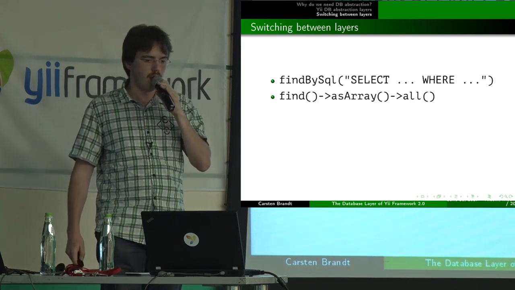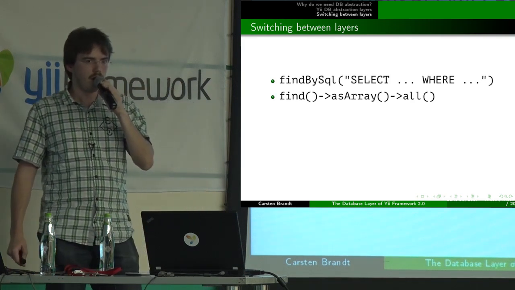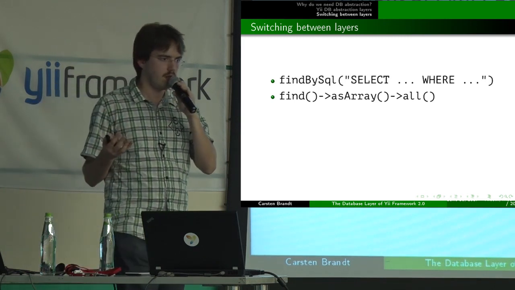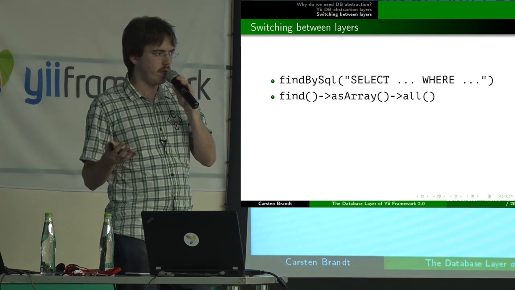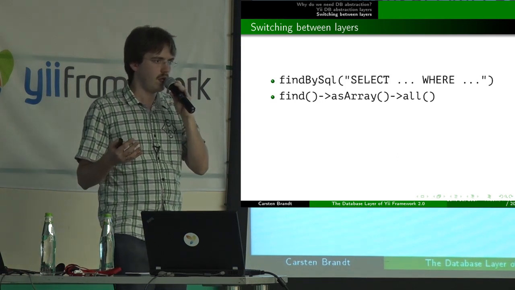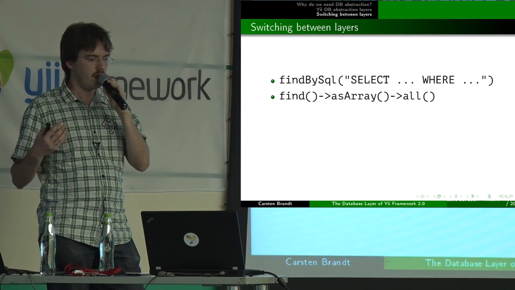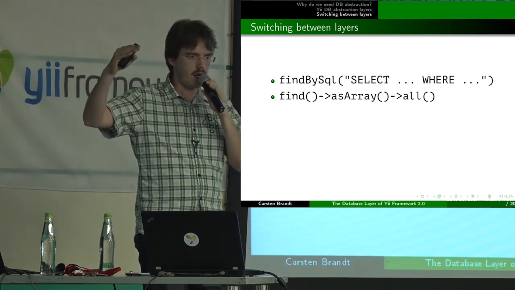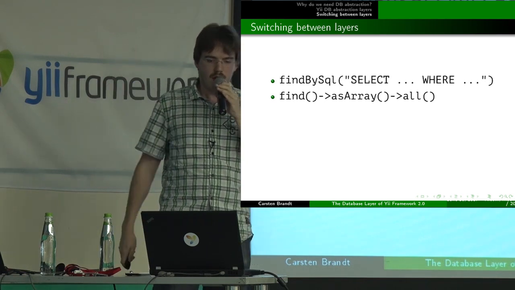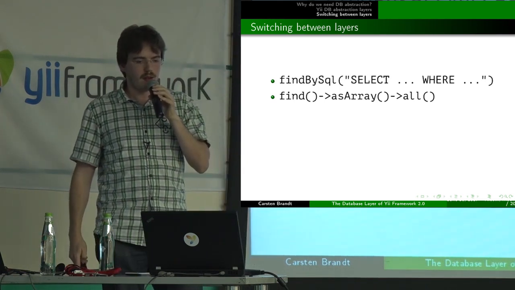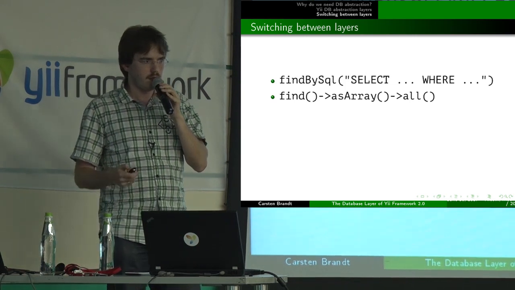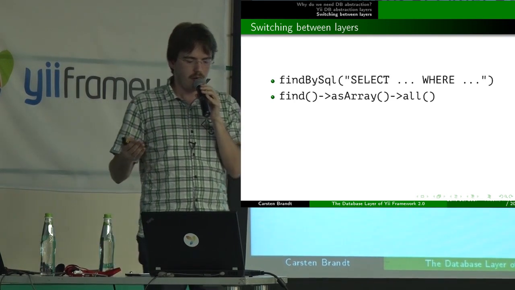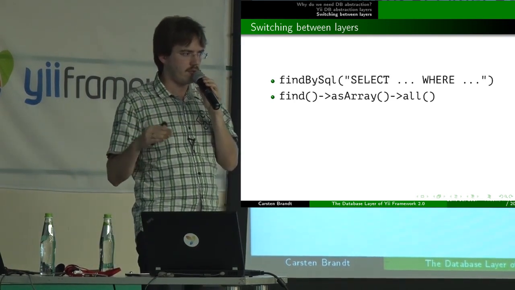Another thing is if you have a query and you do not need the active record objects, and active record objects often take much more memory than a PHP array. You can just retrieve the result as an array, and so you switch from the upper active record layer to the lower layer. In most cases it's fine to do this, but because we are switching to a lower layer, we have less functionality.